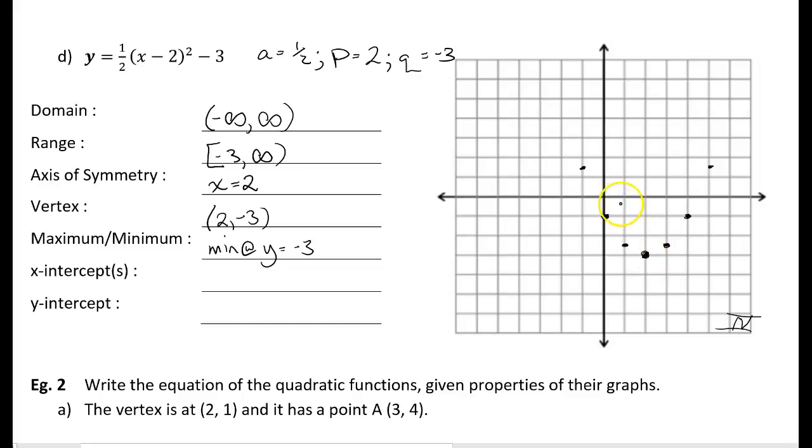Oh, I forgot to add my scales in, so let's do that now. Don't forget them. Always double check your graphs that you've got all this information on there. I've got all my points.